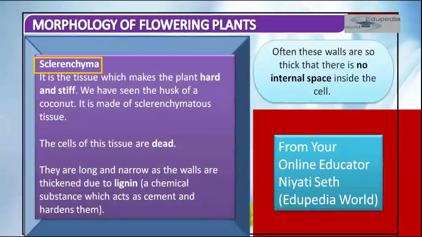Now come to another simple permanent tissue, and that is sclerenchyma. It is a tissue which makes the plant hard and stiff. I'm sure you must have seen the husk of a coconut. It is made up of sclerenchymatous tissue, students. The cells of this tissue are dead. They are long and narrow, as the walls are thickened due to lignin, a chemical substance which acts as a cement and hardens them. Often, these walls are so thick that there is no internal space inside the cell. So that is sclerenchyma, whose fibers are very thick-walled, very elongated and pointed cells, as you must have seen in the husk of the coconut.